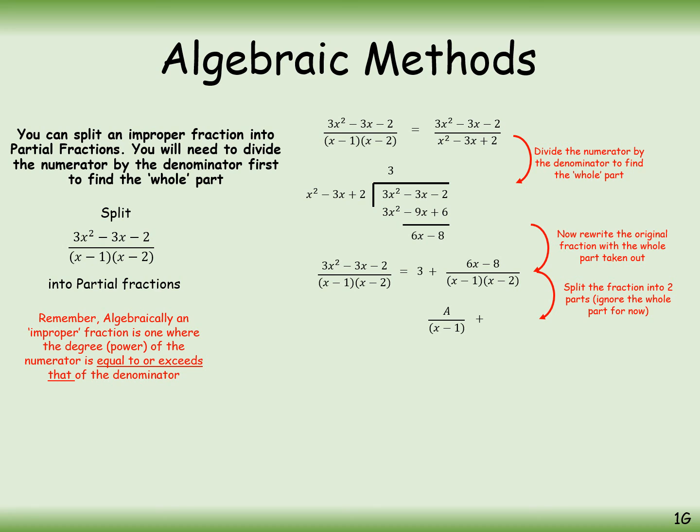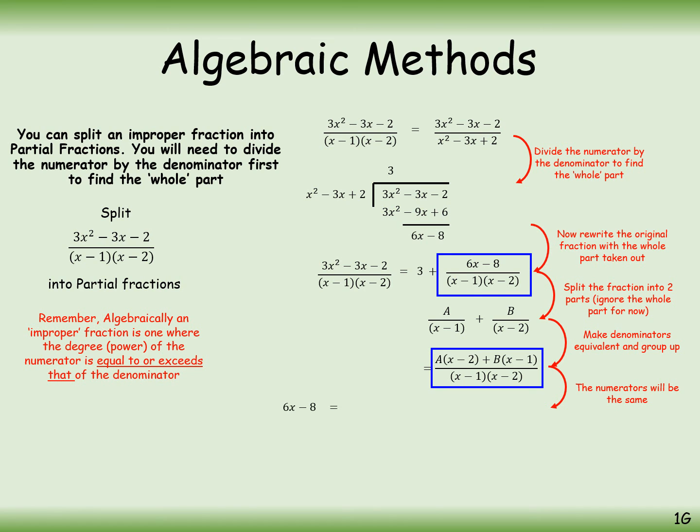So we could say the 6x minus 8 over x minus 1, x minus 2, we could split this up as a partial fraction like we did in the previous slide. So we'll say A over x minus 1 plus B over x minus 2. And now we know we need the common denominator. The common denominator being x minus 1, x minus 2. So A needs x minus 2, B needs x minus 1. So we could work these values out later.